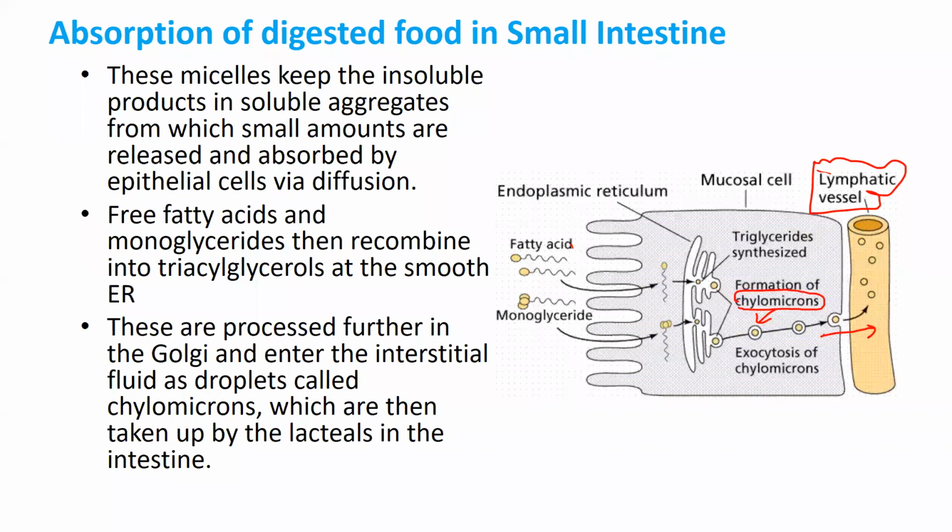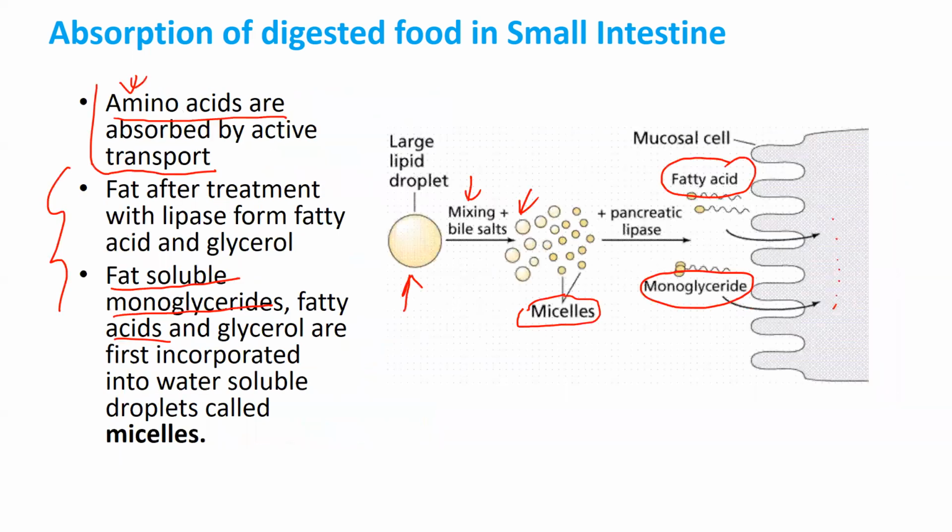So let's recap with the help of the diagram. First, lipid mixes with bile and emulsification happens. The emulsified fat is acted upon by lipase, breaking into fatty acids and glycerol. Fatty acids and glycerol enter the endoplasmic reticulum within the villi. Within the endoplasmic reticulum, it is processed, and after processing it is released in the form of chylomicron, and the chylomicron, by exocytosis, enters the lymphatic vessels. Understood? Is it clear? Please note it.